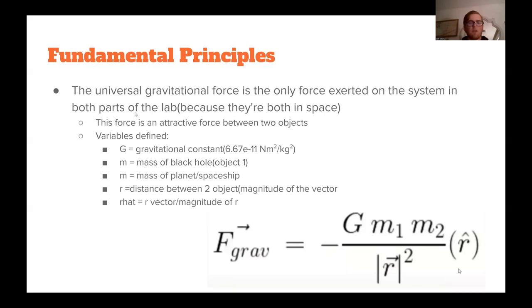The universal gravitational force is the only force exerted on the system in both parts of the lab, because they're both in space. This force is an attractive force between two objects. The variables defined in this equation are G, which is the gravitational constant of 6.67 times 10 to the minus 11th, m1, which is the mass of the black hole, object 1, and m2, which is the mass of the planet in part 1 and the mass of the spaceship in part 2. R hat is the direction of the distance between the two objects, and r is the magnitude of the vector.